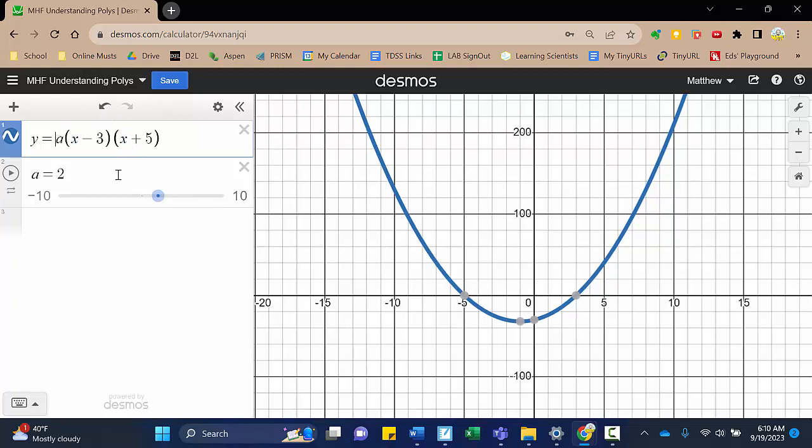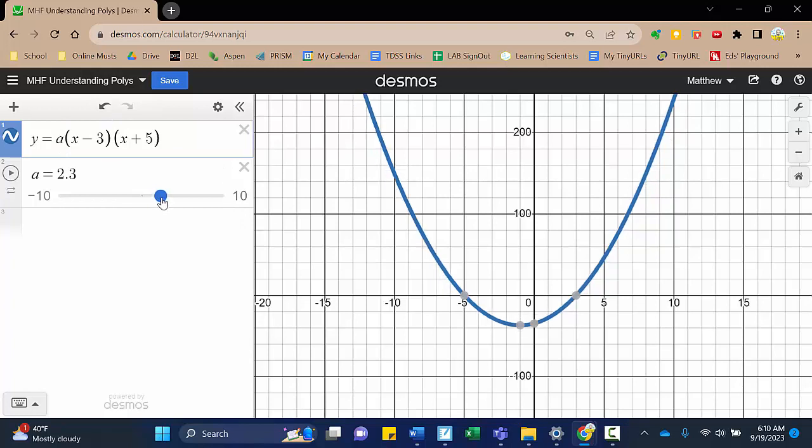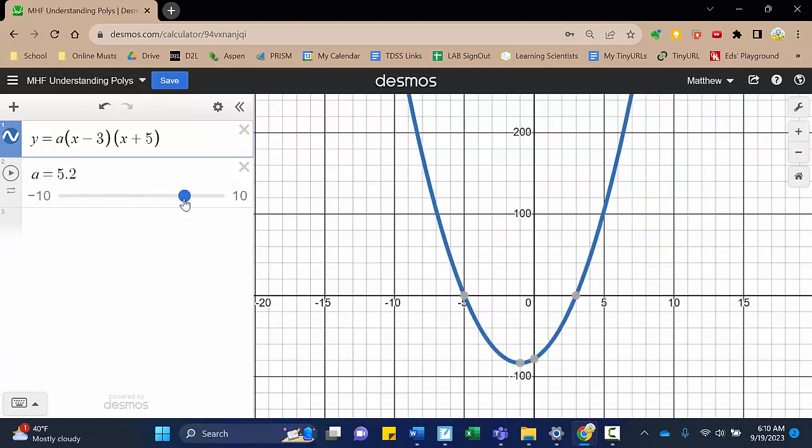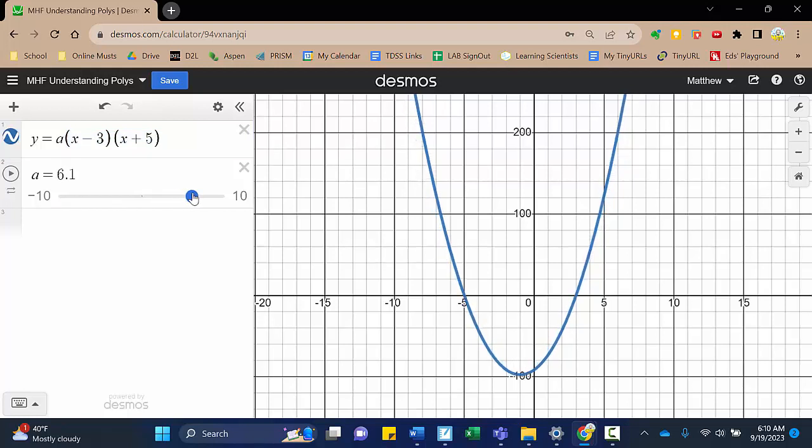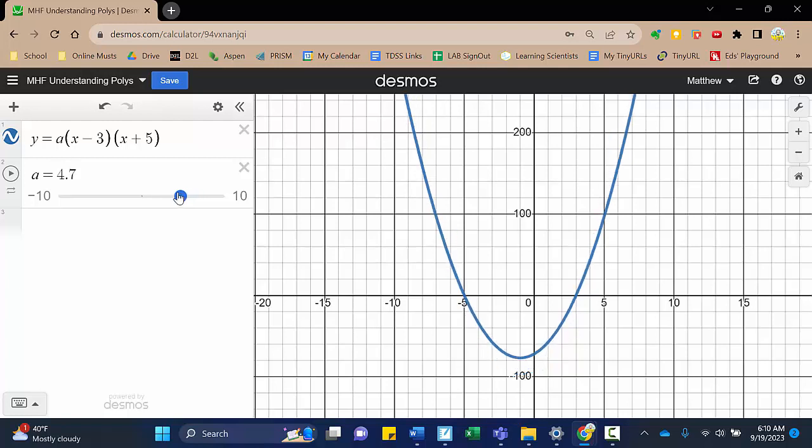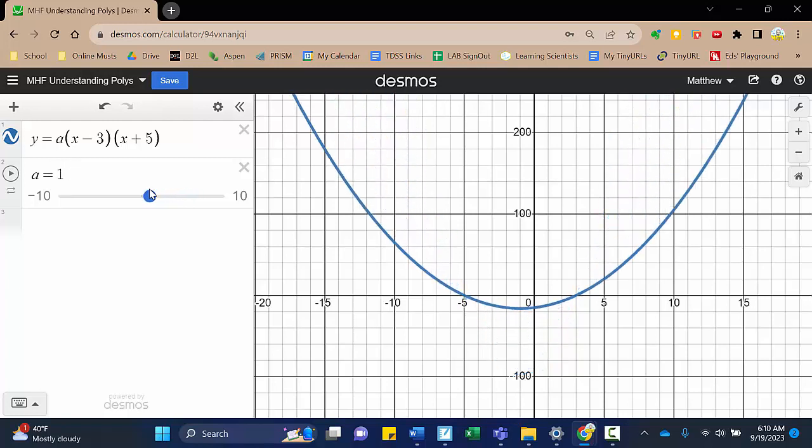The value out front, the a value here, just stretches my graph. As the a value gets higher, I'm essentially saying I'm going to take whatever calculation I would have had already and multiply it by the number out front. So the y value gets larger by 5 times here, or 6 times, or whatever.